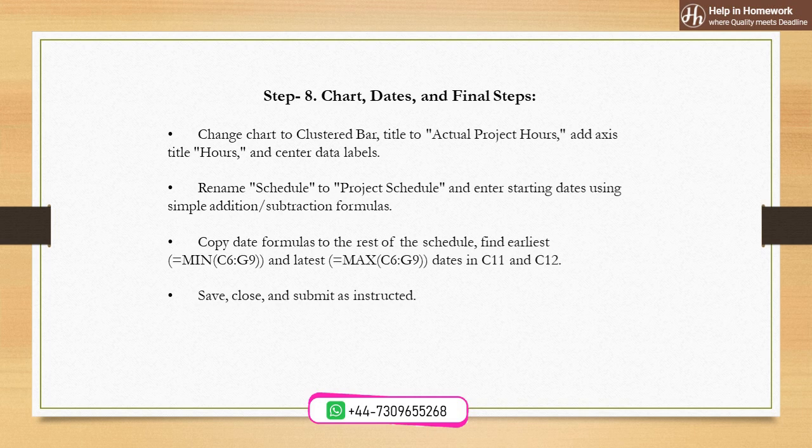Copy date formulas to the rest of the schedule, find the earliest date with MIN(C6:G9) and the latest date with MAX(C6:G9) in C11 and C12. Save, close, and submit as instructed.